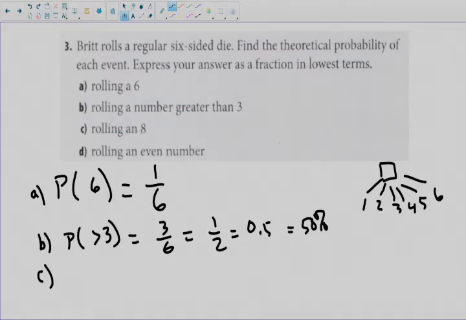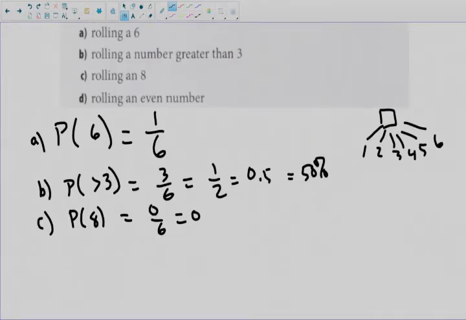A. Rolling an 8. Well, on a 6-sided die, the probability of rolling an 8 is 0 out of 6, which is just 0. There is no chance of rolling an 8. Last one is rolling an even number.